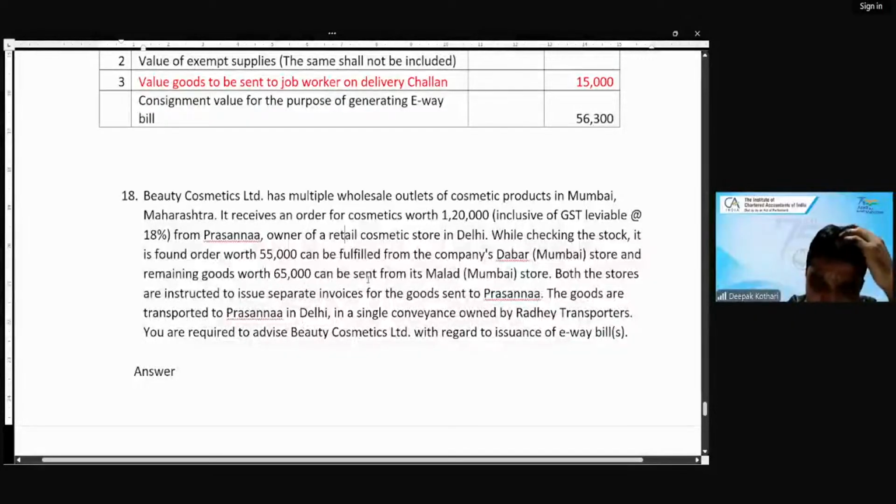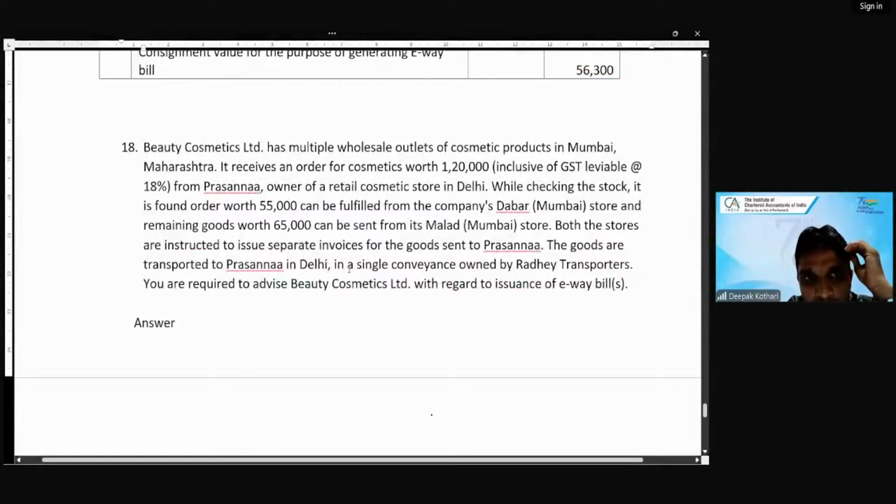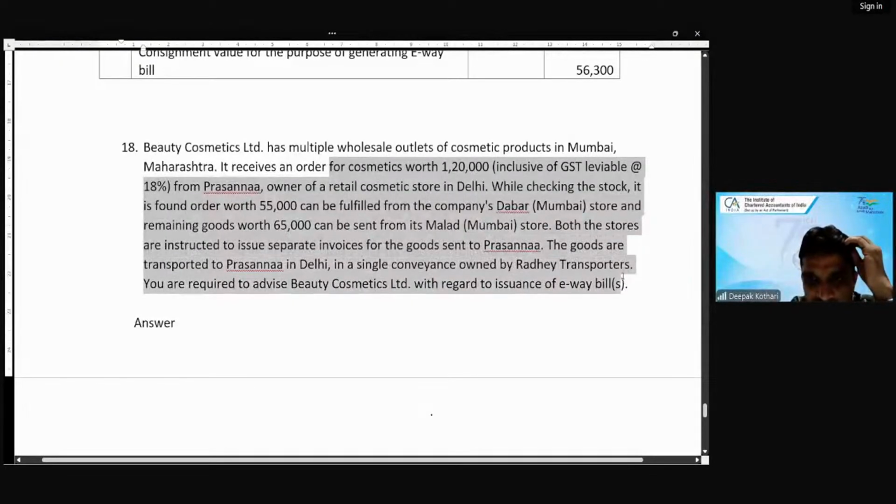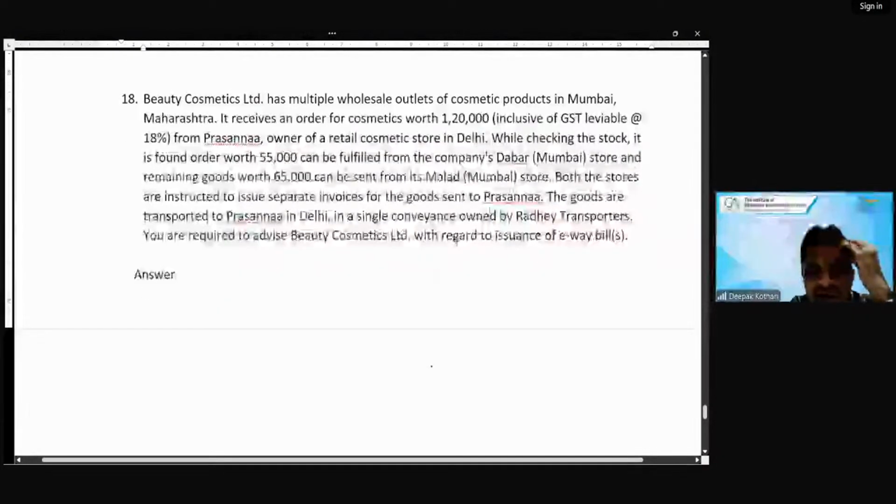Next, Beauty Cosmetics has multiple wholesale outlets of cosmetic products in Mumbai, Maharashtra. It receives an order for cosmetics worth 1,20,000, which is inclusive of GST leviable at 18%, from Prasanna, who is the owner of a retail cosmetic store in Delhi. While checking the stock, it is found that an order worth 50,000 can be fulfilled from the company's Dadar store and the remaining goods of 6,000 can be sent from the Malad store. Both stores are instructed to issue separate invoices for the goods sent to Prasanna. The goods are transported to Prasanna in Delhi in a single conveyance, which is owned by Radhe Transporters. You are required to advise Beauty Cosmetics with regard to issuance of e-way bills.